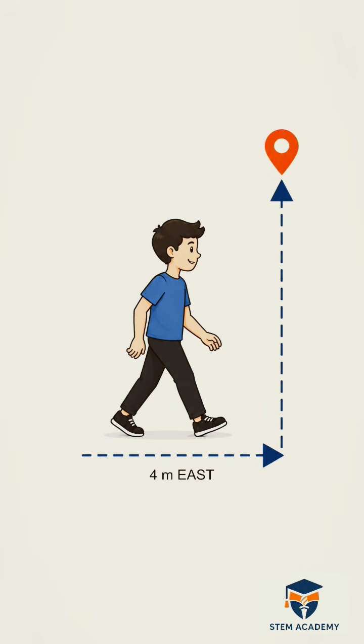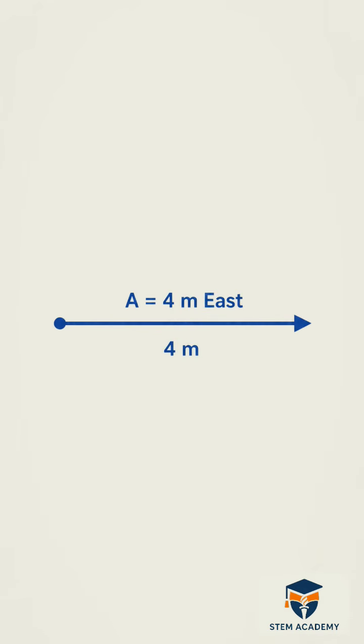Wait a second. If you move 4 meters east and then 3 meters north, where are you now? Can we simply add 4 plus 3 and say 7 meters? Not always. Let's draw the first vector.